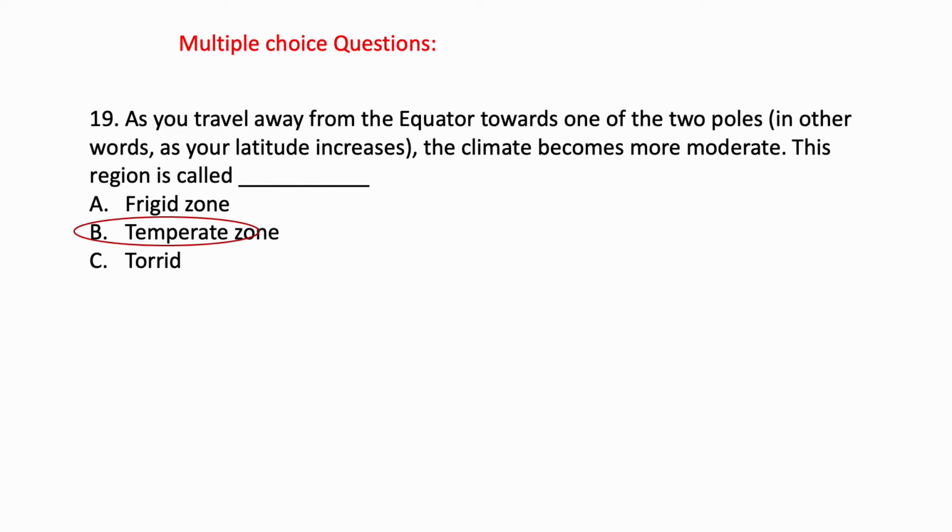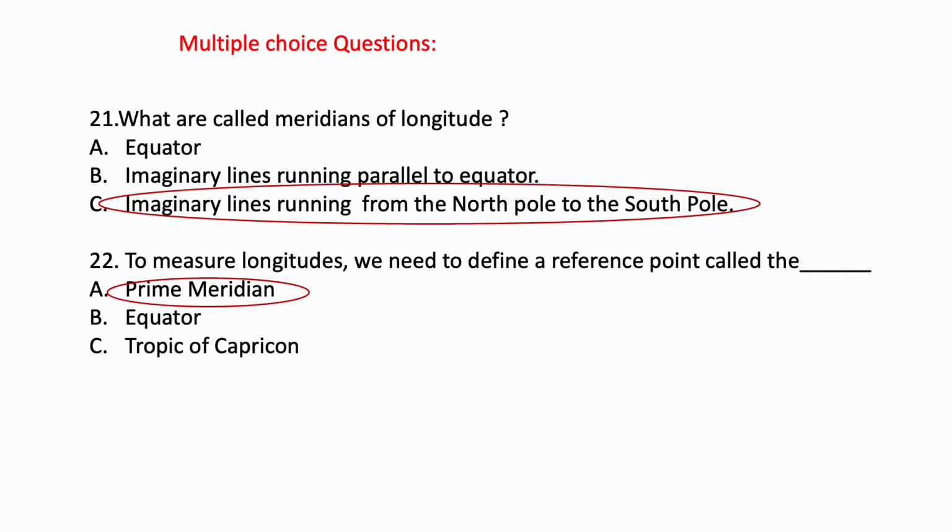Okay. Next one, to measure longitudes, we need to define a reference point called the dash. Option A, prime meridian. Option B, equator. Option C, Tropic of Capricorn. Which is the correct answer? Option A, prime meridian. The reference point used to measure longitudes is prime meridian. Prime meridian is 0 degree longitude.